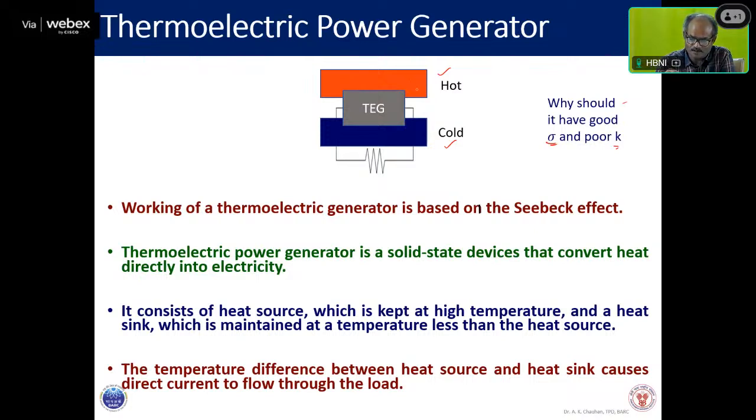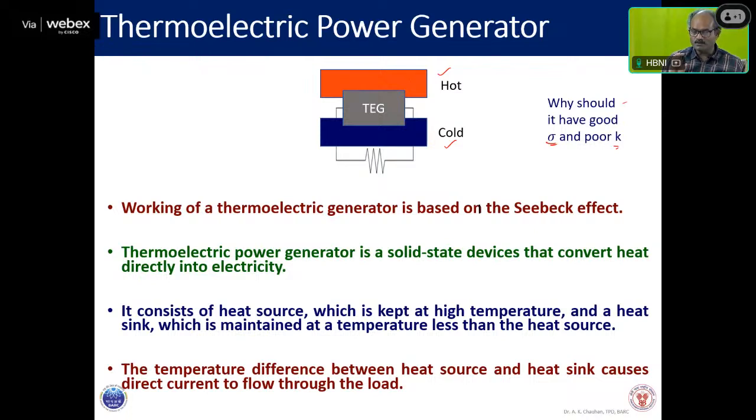So what will happen after some time? The heat will flow because it has good conductivity. With good thermal conductivity, heat will flow from this side to this side, and this will try to bring both the ends to the same temperature. So the temperature difference will cease to exist. And therefore, you require as low a thermal conductivity as possible so that the temperature gradient across this TEG is maintained. However, at the same time, you need higher electrical conductivity so that carriers can move freely.